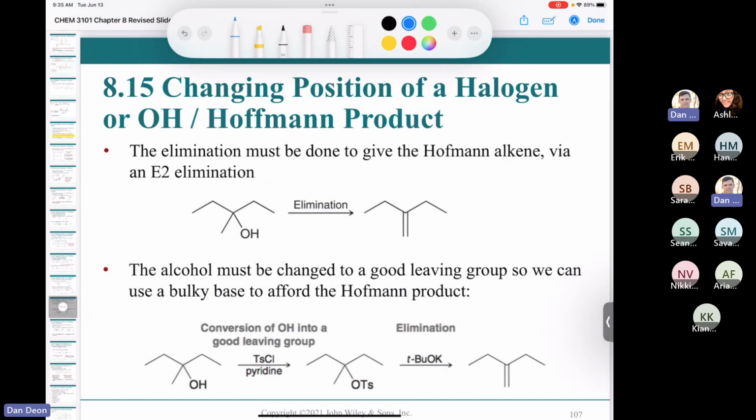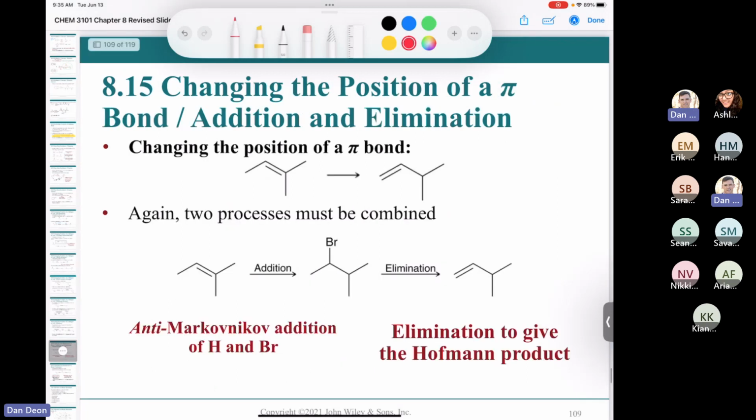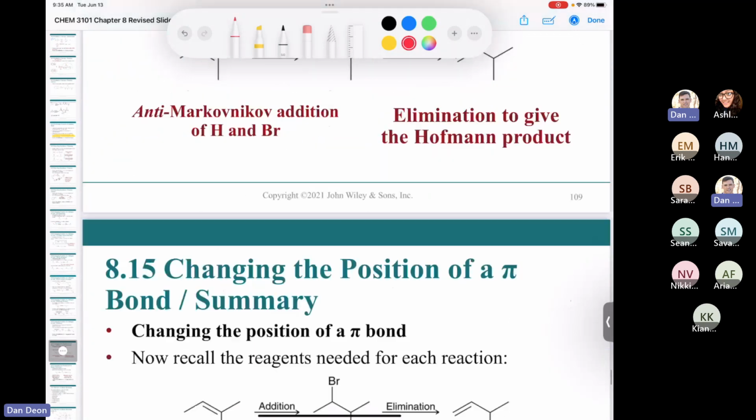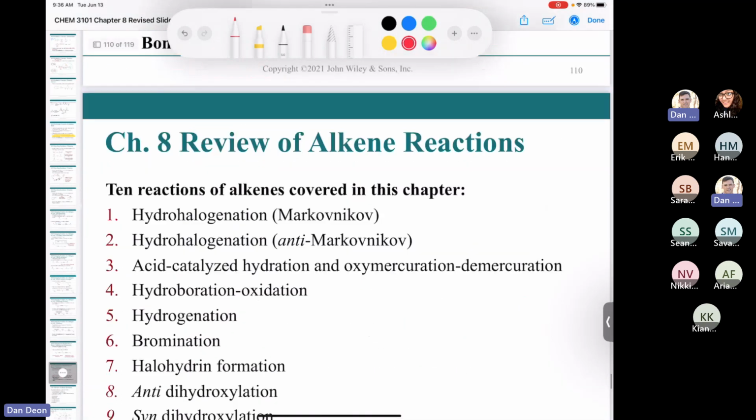You know, how to convert a hydroxyl into a good leaving group, right? You should know how to convert that into a tosylate using tosyl chloride and pyridine. And then you should know how to do Hofmann elimination with a hindered base. So there's nothing really new there. Moving a pi bond around, that's something that we covered even in the elimination chapter. So now that we've got addition, we can bring that in.